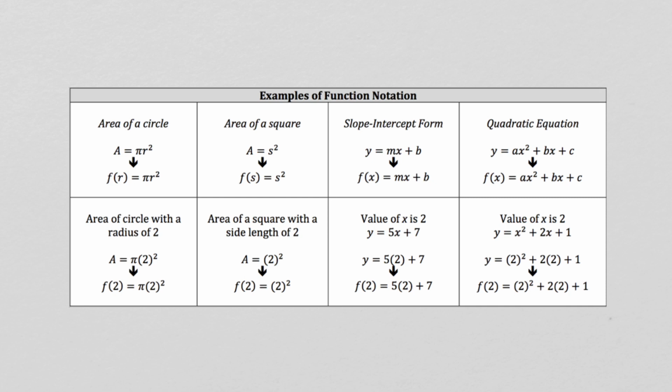The area of a circle is area equals pi r squared. The area of a square is area equals s squared. Slope-intercept form, y equals mx plus b. The general equation for a quadratic is ax squared plus bx plus c.